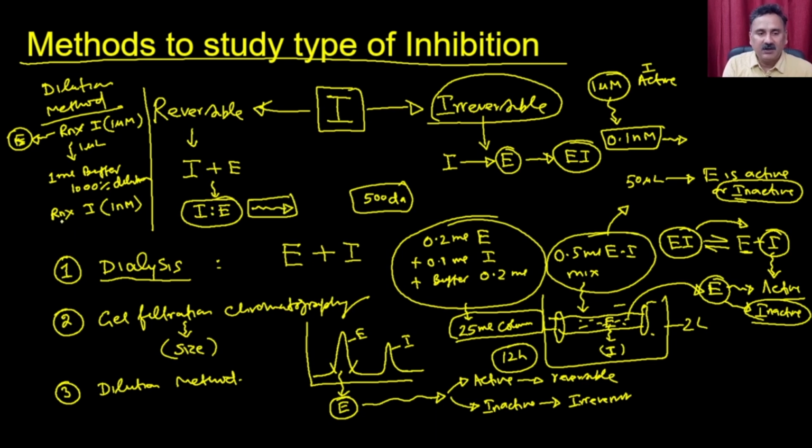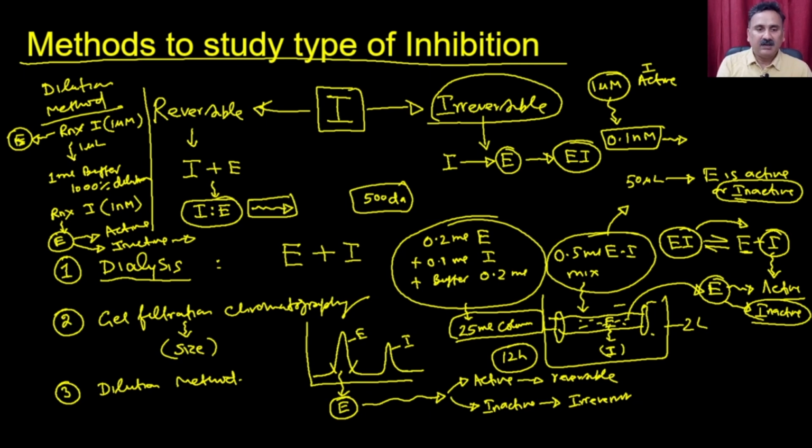Now again you take some amount of the enzyme from here and you do the activity assay. If it is active, then you will say that the inhibition is reversible. If it is still inactive, then you will say that it is irreversible. So the dilution method is not a confirmatory result, because sometimes when you dilute the buffers 1000 fold, the enzyme quantity is also going to be reduced, and in that case it's possible that the enzyme may not be very active.